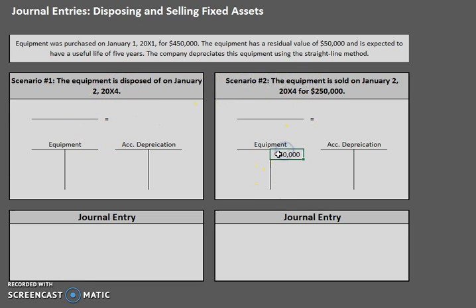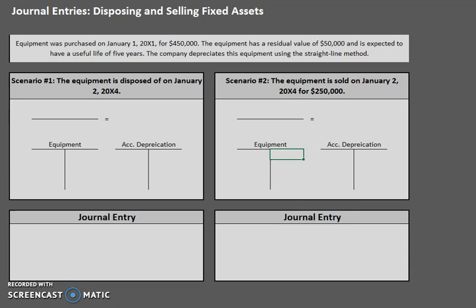In this case, we have equipment that is going to be disposed on January 2nd of the fourth year. Notice, this is the beginning of year 4. So if it's the beginning of year 4, how many years have we owned this equipment? Well, we owned it for the entirety of year 1, year 2, and year 3. So far, we have accumulated 3 years of depreciation for this equipment.